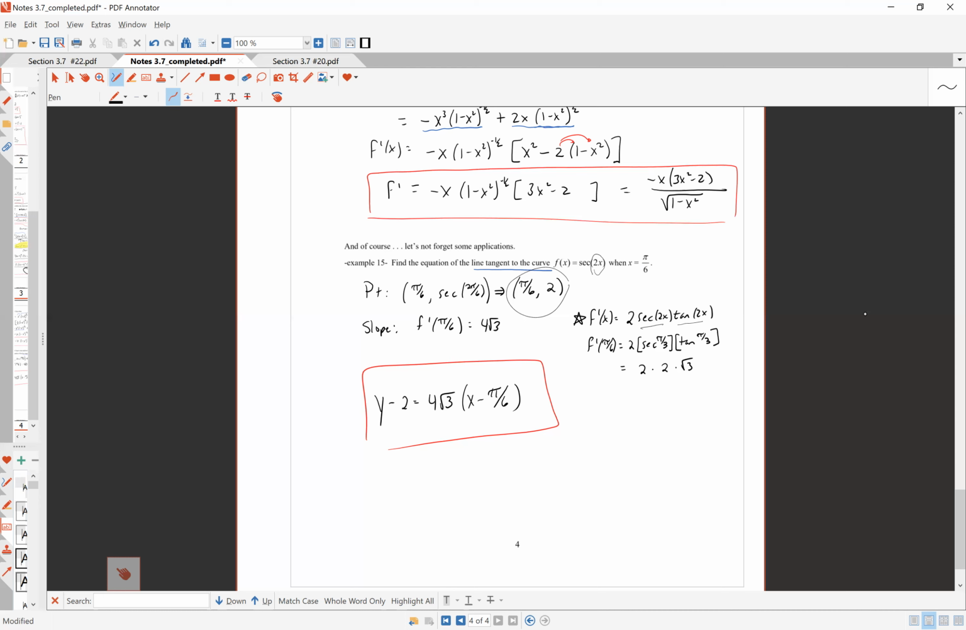And so we know the derivative of secant of 2x is 2 secant 2x tangent 2x. Plug in pi over 6 in there, so we get 2 times secant of pi over 3 times tangent of pi over 3. And it turns out that's 4 square root of 3. So that's the derivative. This is the slope, 4 square root of 3. So the equation of the tangent line is y minus 2 equals the slope 4 square root of 3 times x minus pi over 6. So the rise is y minus 2, the slope is 4 square root of 3, and the run is x minus pi over 6.